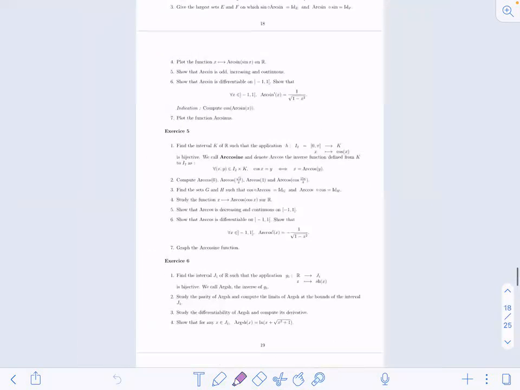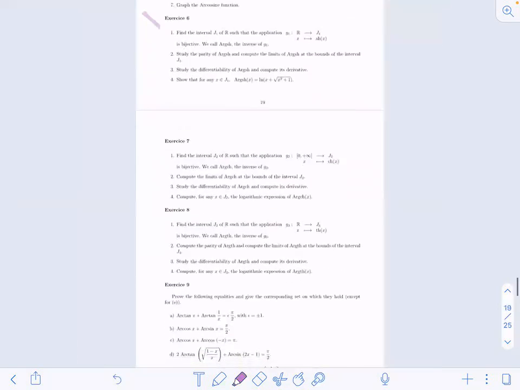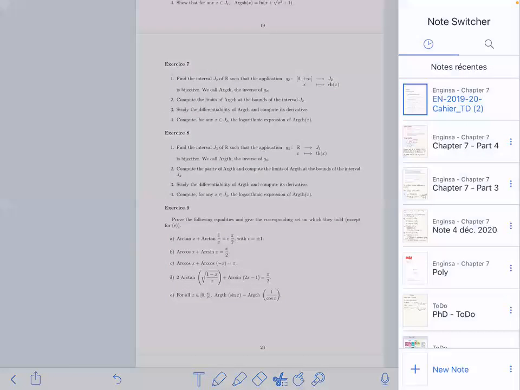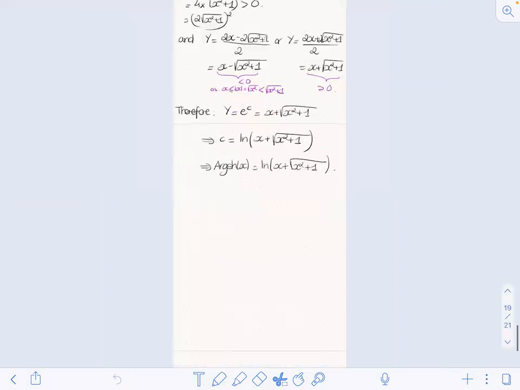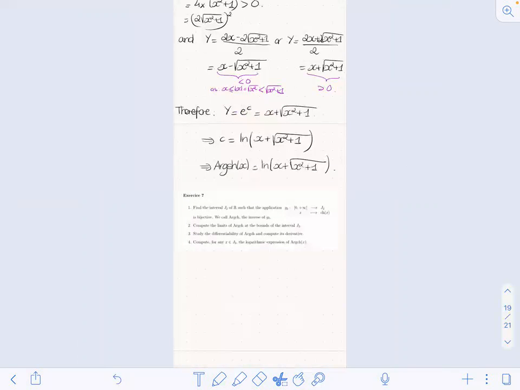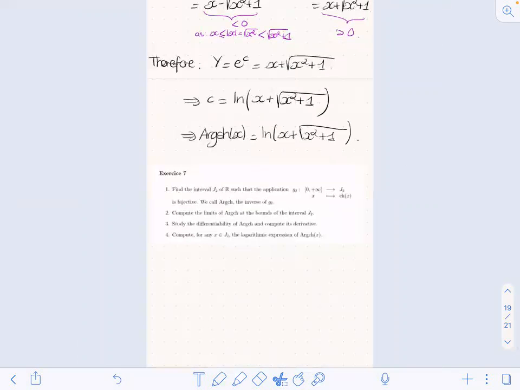So that's exercise 6. And what we can do is very similarly do exercise 7 here. So you can see that the questions are very similar. First, we're going to show that we can have a bijection. Using that bijection, define the inverse, compute the limits of the function at the bounds of the interval, look at the differentiability, and then come up with some sort of logarithmic expression for argch of x.